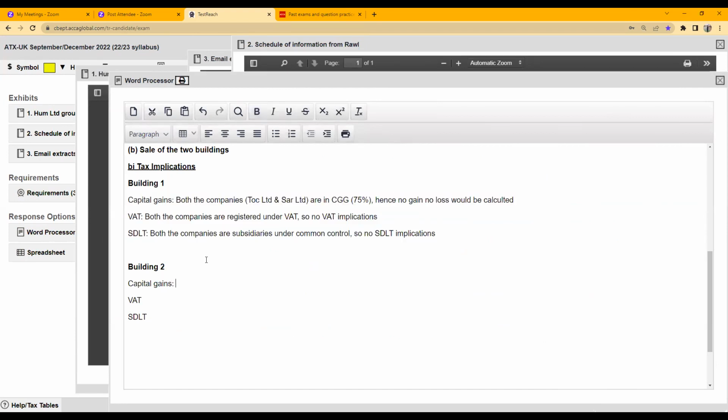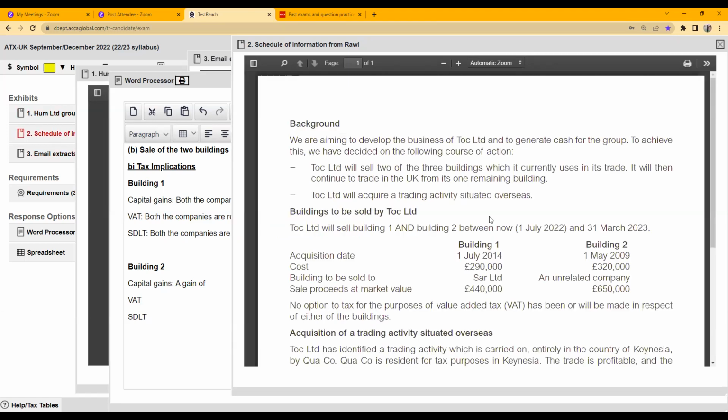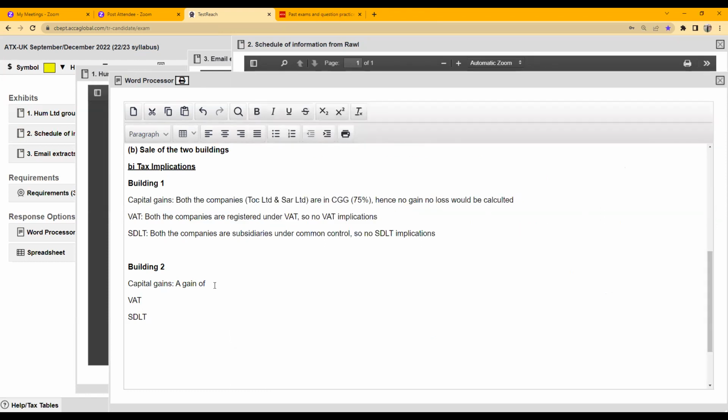With respect to capital gains, now a gain of, if you remember from the question scenario, 320 and 650, the difference would be the capital gain. A gain of 330,000, show the values in brackets, 650,000 minus 320,000, the cost of the asset. A gain of 330,000 would be calculated. As the building is sold to an unconnected person, instead of the word unconnected person, use unconnected company.